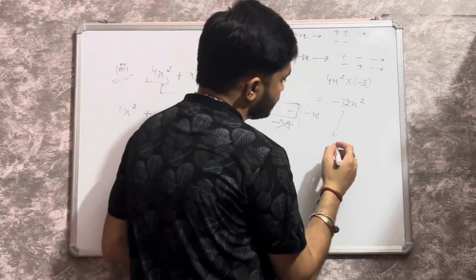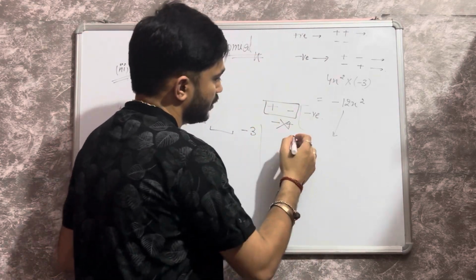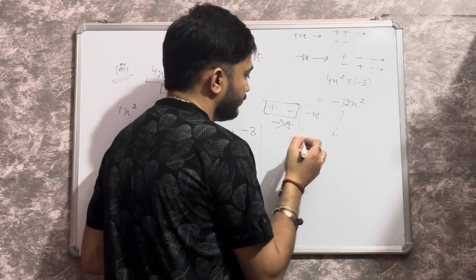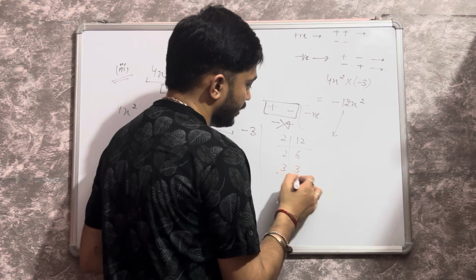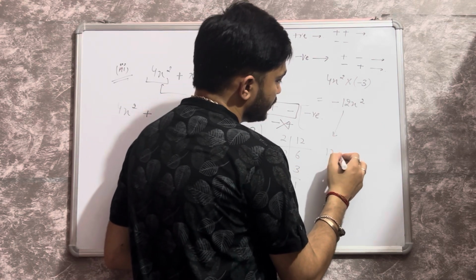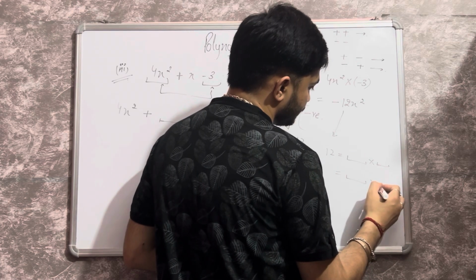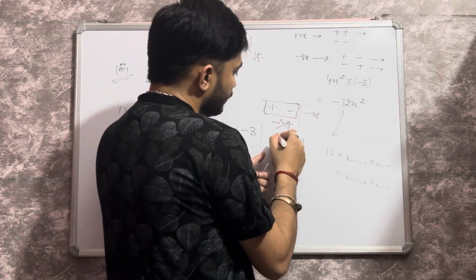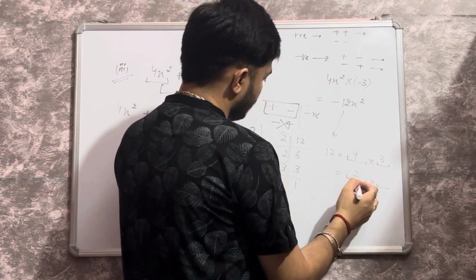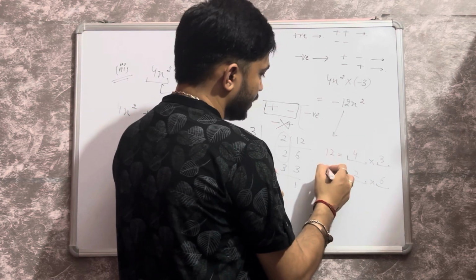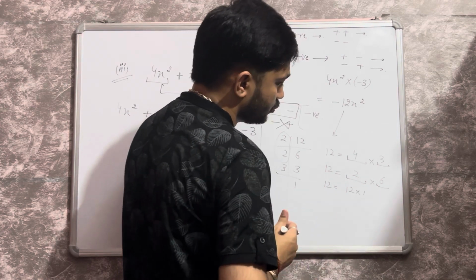Now take this 12 and prime factorize it. You will get 2, 6, 2, 3, 3, 1. And convert these into two numbers and multiply them. So you are going to have 4 multiplied by 3 as a pair and 2 multiplied by 6 as a pair, and also you can write it as 12 into 1.